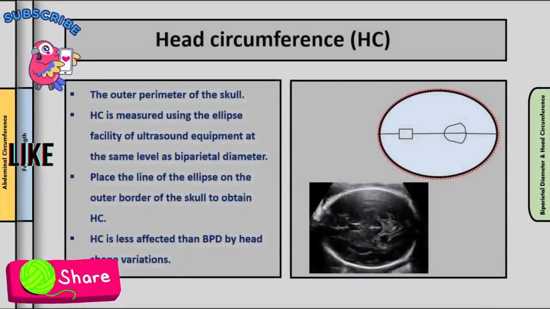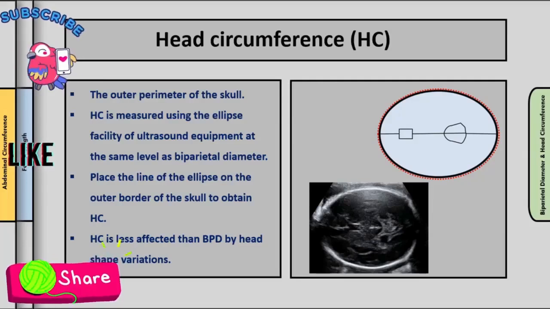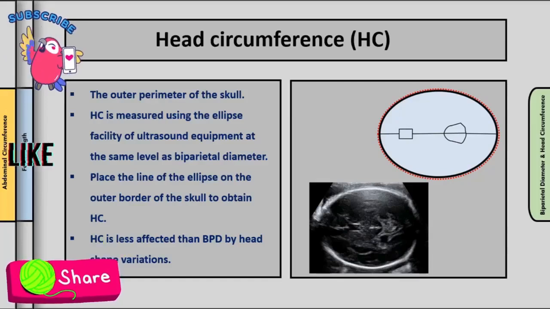Head circumference is the outer perimeter of the skull. It is measured using the ellipse facility of ultrasound equipment at the same level as biparietal diameter. Using the ellipse facility, place the line of the ellipse on the outer border of the skull to obtain head circumference. Head circumference is less affected than biparietal diameter by head shape variations and the presentation of the fetus. So head circumference is preferred as a more valuable measurement in assessing gestational age.